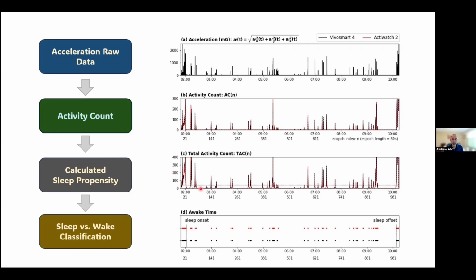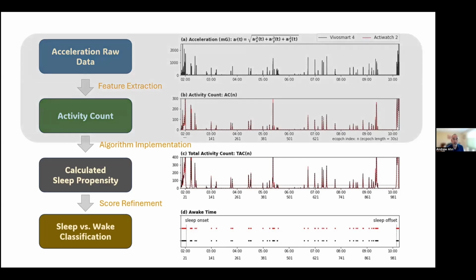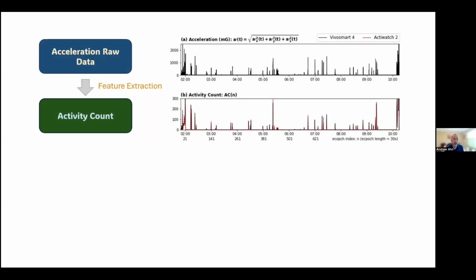And the approach closely resembles the broader machine learning strategy of feature extraction, algorithm implementation, and score refinement. And understanding these intervening steps is really crucial because each transformation presents an opportunity for optimization, but also for potential error as well. So let's focus on the first step, which is the feature extraction.